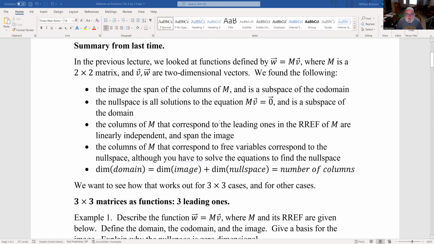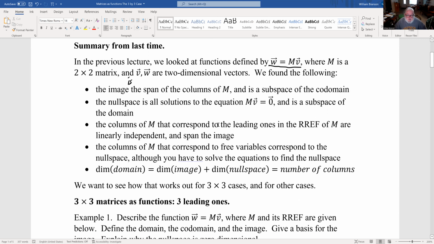So a little summary from last time. We looked at functions defined like this, where M is a 2x2 matrix and V and W are 2-dimensional vectors. And we found the following. The image is the span of the columns of M and is a subspace because it's a span. The null space is all solutions to MV equals 0. It's the solutions to the homogeneous equation, and that's also a subspace, but of the domain.